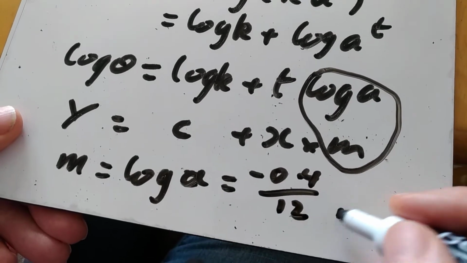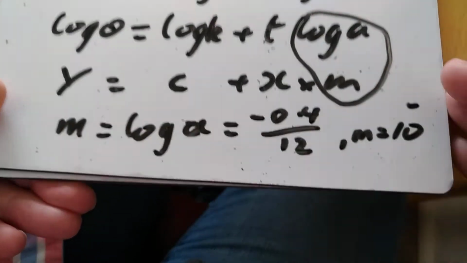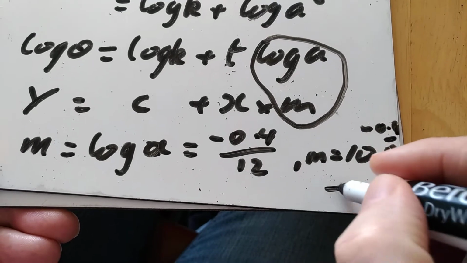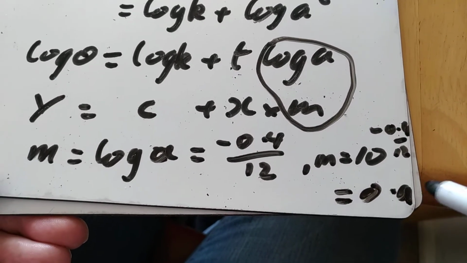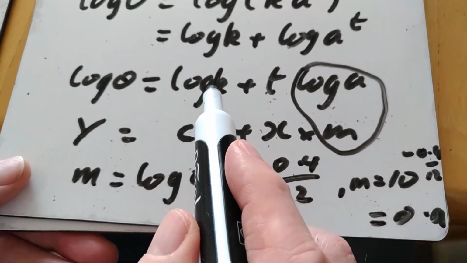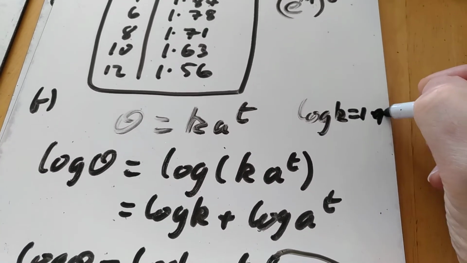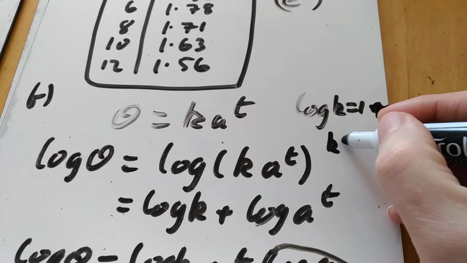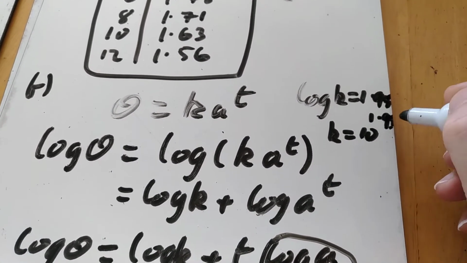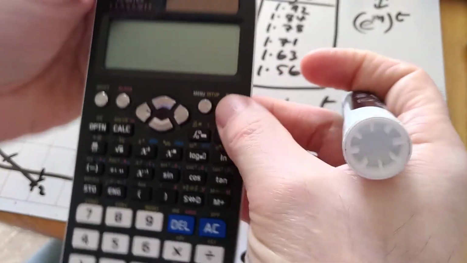So a will be 10 to the power minus 0.4 over 12, which is about 0.9. And similarly, I can work out the intercept: log k is 1.95, so k will equal 10 to the power 1.95, which is about 90-ish. I hadn't worked it out because I wasn't sure what it was going to be.